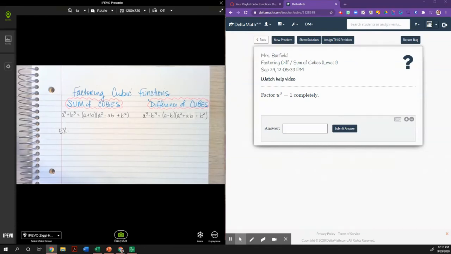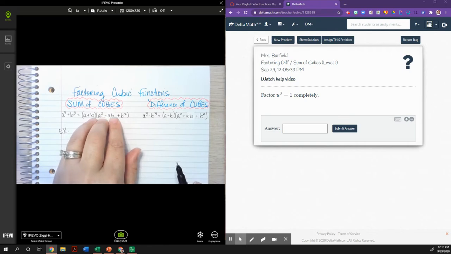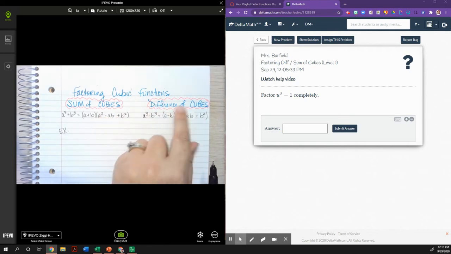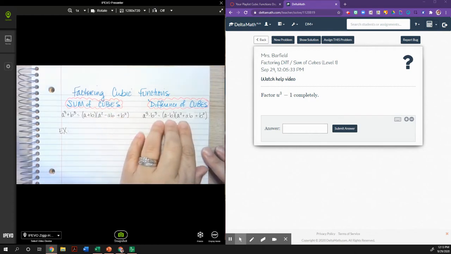All right, you guys, welcome back to Factoring Cubic Functions. Today is going to be focused on a particular pattern, and I have the two patterns written down. If you have a sum of cubes, sum meaning plus, so a cubed plus b cubed, this is going to be your pattern. And if you have a difference of cubes, so a to the third minus b to the third, this is going to be your pattern. It's all about identifying what a equals and what b equals and then replacing it in the pattern correctly. What do I mean by that?